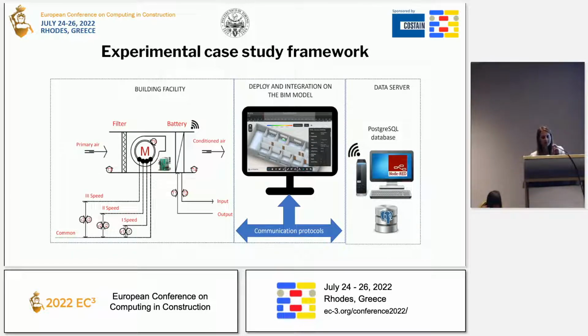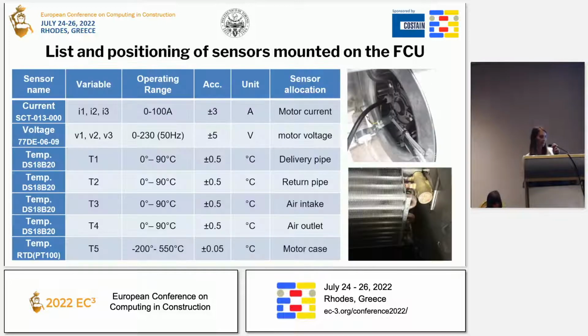By the experimental case study carried out on a fan coil in our department laboratory, the framework is demonstrated. As a building facility, we use the fan coil unit, and all the sensors, temperature, voltage, and current sensors, are installed on the motor and on other parts of the fan coil unit, and the building facility is connected to the BIM model. So all data coming from the fan coil wirelessly will be sent to the BIM model and to the data server PostgreSQL using Node-RED.